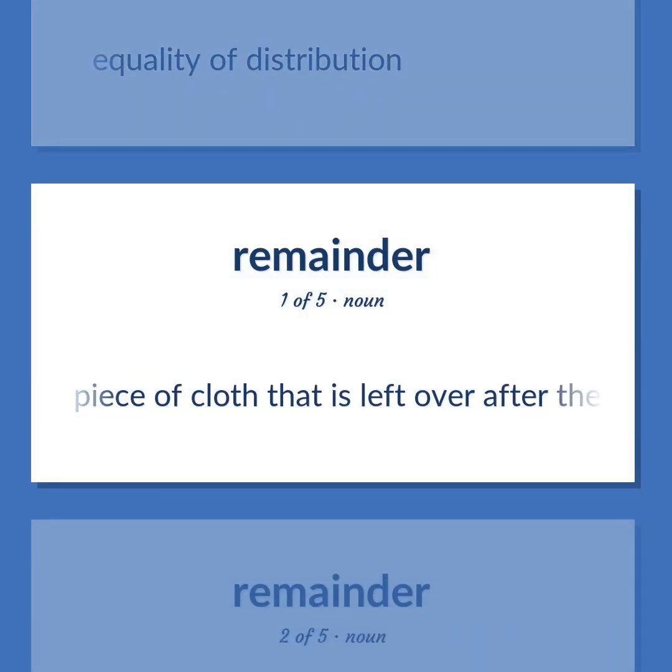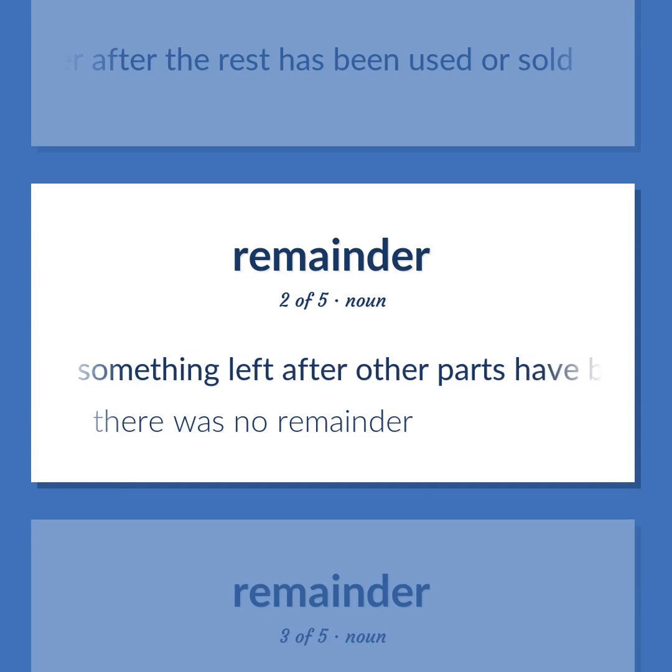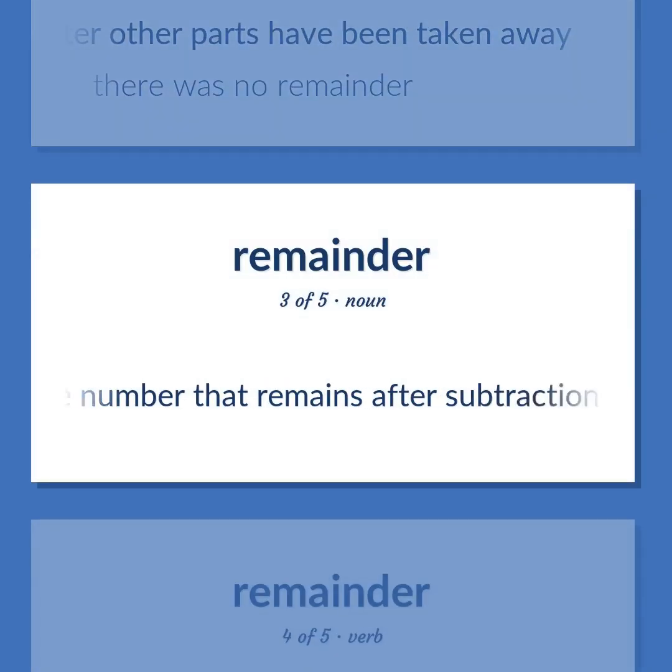A piece of cloth that is left over after the rest has been used or sold. Something left after other parts have been taken away. There was no remainder. The number that remains after subtraction. The number that when added to the subtrahend gives the minuend.